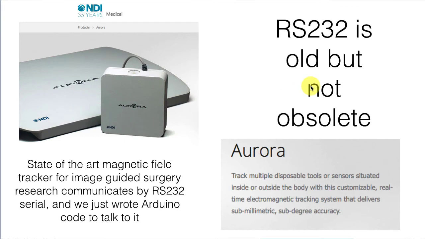RS-232 is old, but it's not obsolete. This is a state-of-the-art magnetic field tracker that we use in image-guided surgery, and the way it communicates with computer systems, any computer system, is by RS-232. And we just wrote this year, and Matt Pearson is about to defend his thesis based on some code to talk to the Aurora using Arduino to be able to track the position of some instrumentation that we want to be able to measure its location in space.